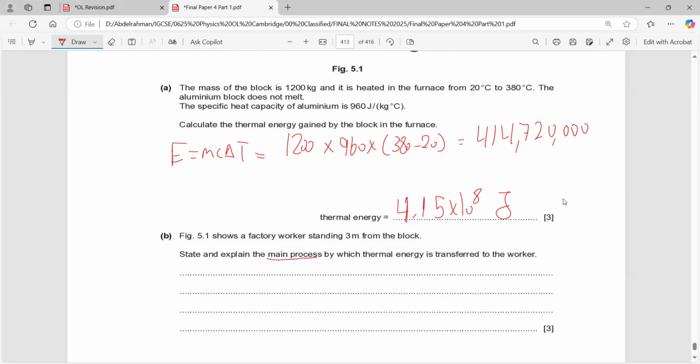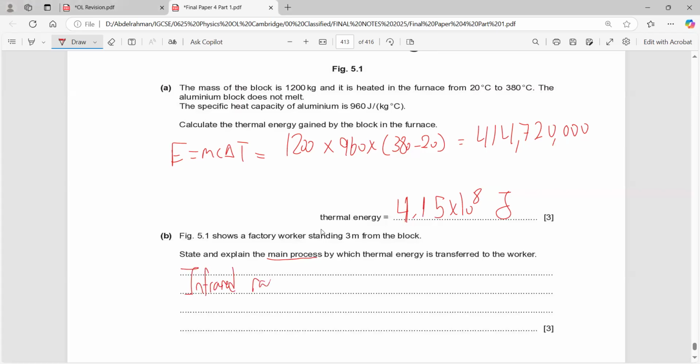Why? Because he's not touching the surface. If he was touching the surface, then it would be by conduction. Is he above this hot block? No, he's not above the hot block. If he was above the hot block, he would be heated up by convection. No, he's standing next to the block. So infrared radiation is emitted by the block and absorbed by the worker.